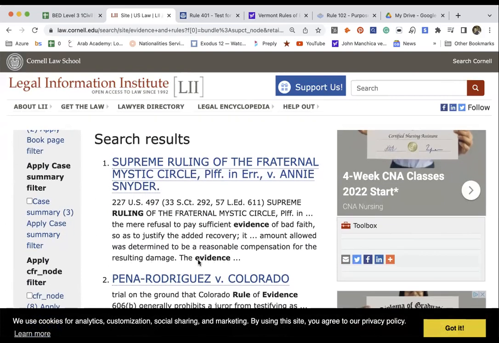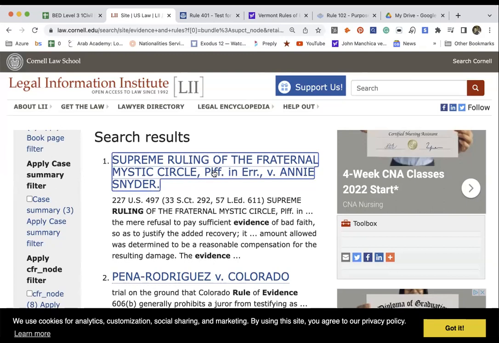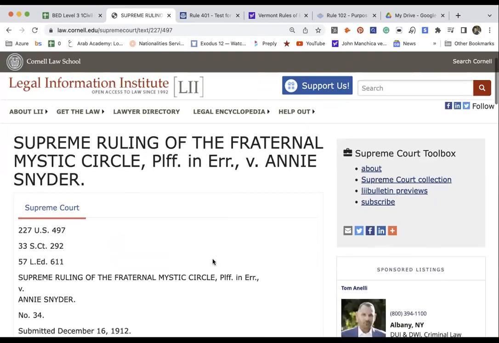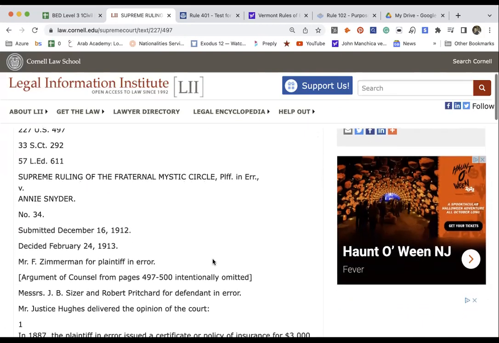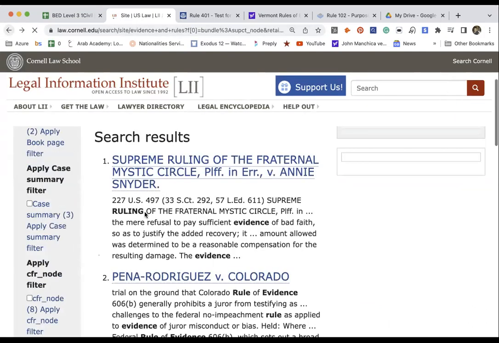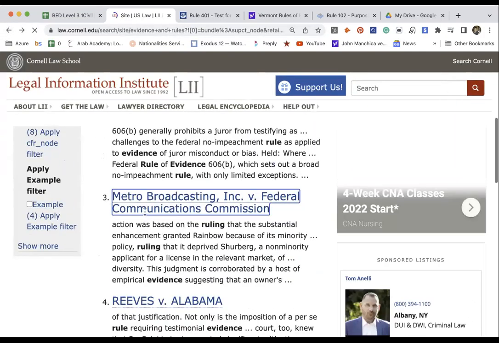Refusal to pay sufficient evidence of bad faith. When is this from? Supreme Court ruling, Fraternal Mystic Circle, plaintiff. When is this from? Okay, it's decided 1913. So that's from a long time ago.